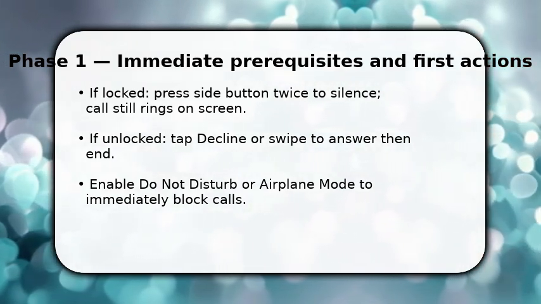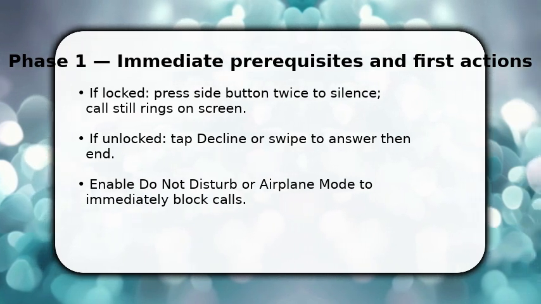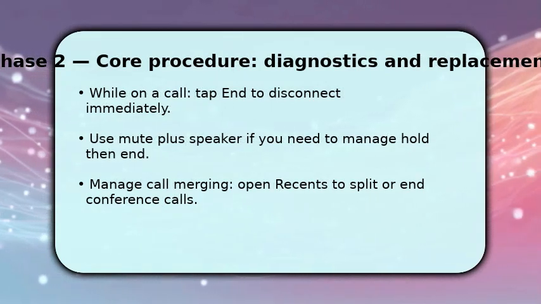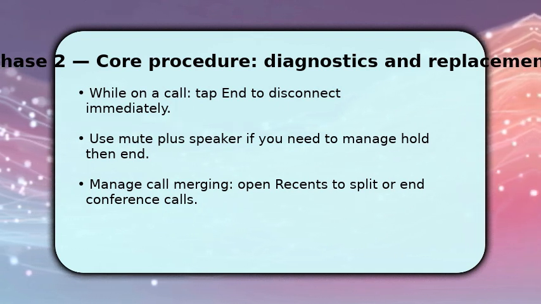Make sure to use Do Not Disturb or airplane mode when you want all calls suppressed instantly. This avoids repeated interruptions. You're mid-call and need to terminate it cleanly. To finish, tap the red end button. That immediately drops the connection.